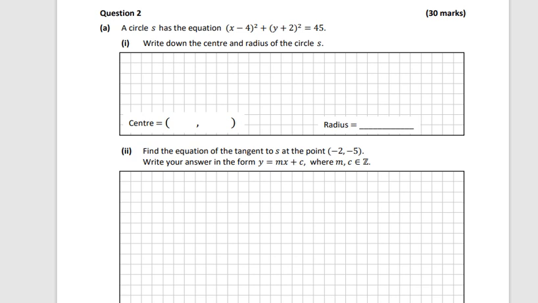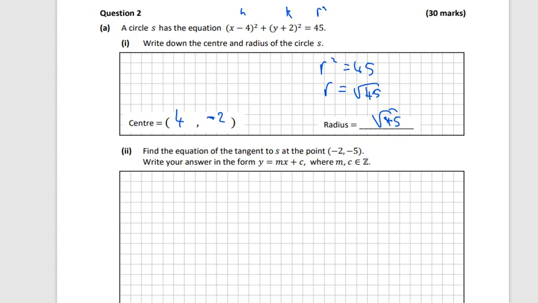First one we just have to read off. The h is always here and the k is always here and it's the opposite sign, so 4, minus 2. And the radius is just going to be, because r squared is equal to 45, r is equal to root 45. So that's all there.